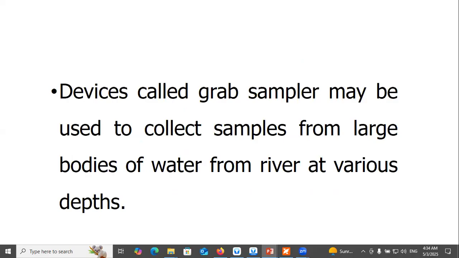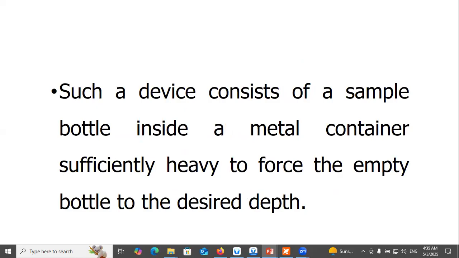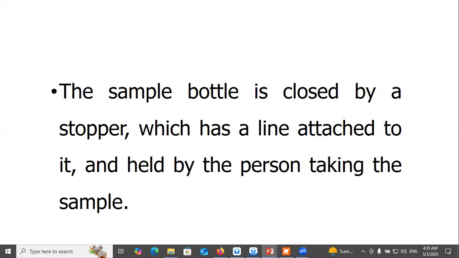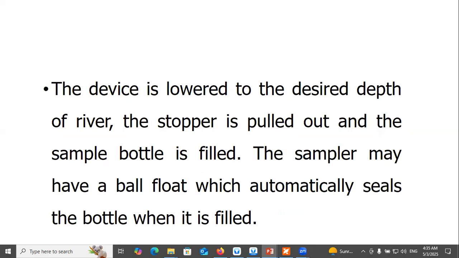Devices called grab samplers may be used to collect samples from large bodies of water, such as a river, at various depths. Such a device consists of a sample bottle inside a metal container sufficiently heavy to force the empty bottle to the desired depth. The sample bottle is closed by a stopper which has a line attached to it and held by the person taking the sample. The device is lowered to the desired depth of the river. The stopper is pulled out and the sample bottle is filled. The sampler may have a ball float which automatically seals the bottle when it is filled.